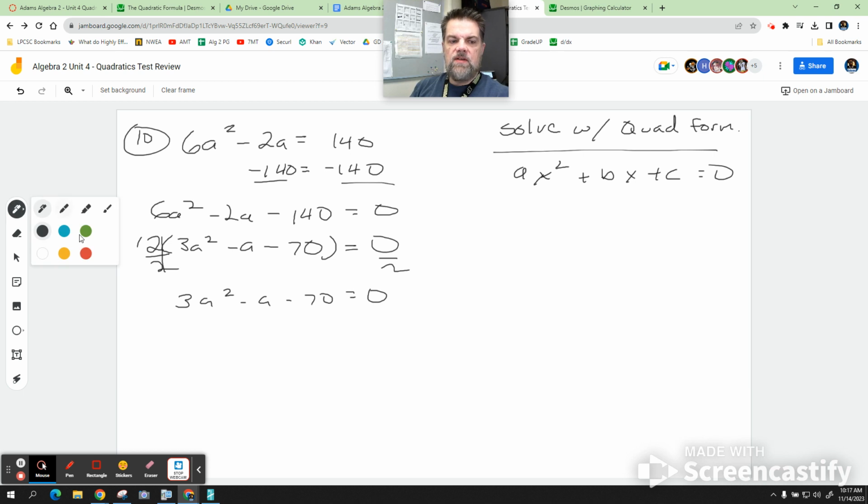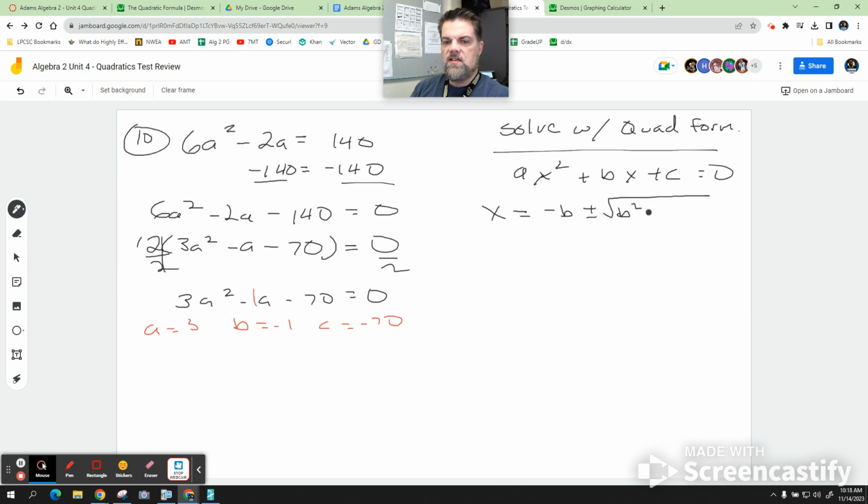Now, this is a tricky one. Remember that if we don't have a number in front of a variable, there's a 1 there. In other words, and this is hard because instead of x, we have a. So just remember that a is equal to 3, b is equal to negative 1, and c is equal to negative 70. And I'm going to write over here because I'm running out of space. What do we do? For the quadratic formula, we're just going to say x equals negative b plus or minus the square root of b squared minus 4 times a times c all over 2a.